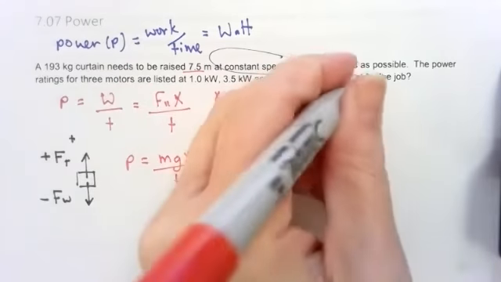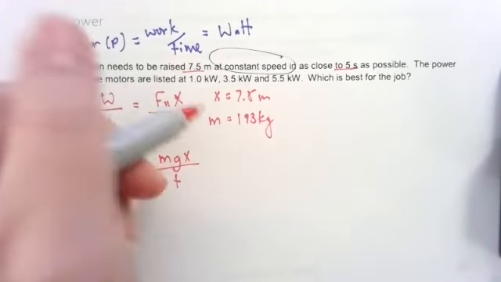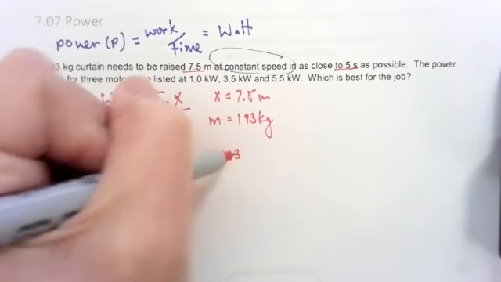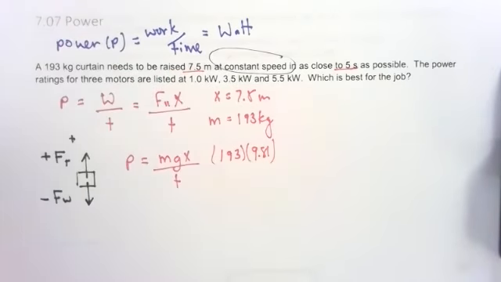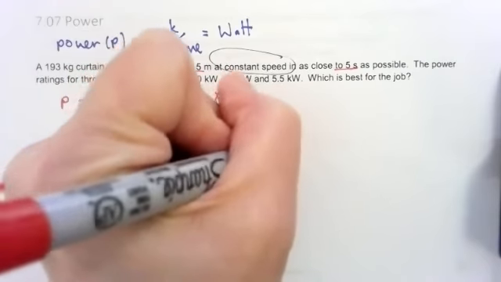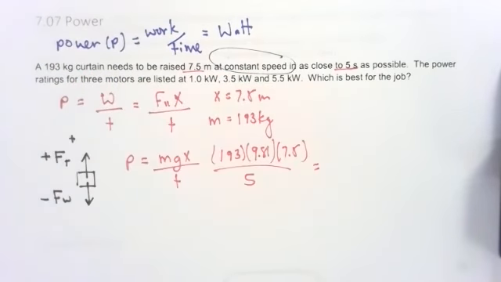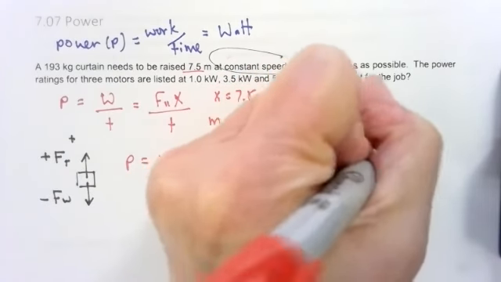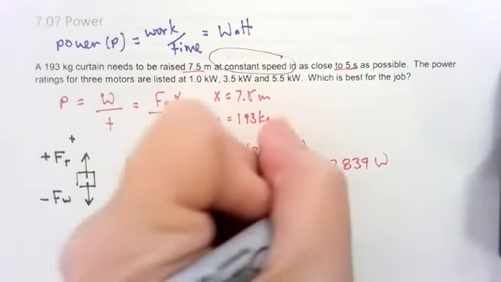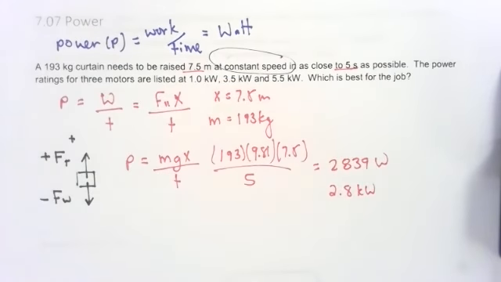And we want to raise this in 5 seconds if we can. So I'm going to take 193 kilograms times 9.81 times 7.5 meters, divide that by 5 seconds. And when I do, I get 2,839 watts. If I put that into kilowatts, it's going to be 2.8 kilowatts.